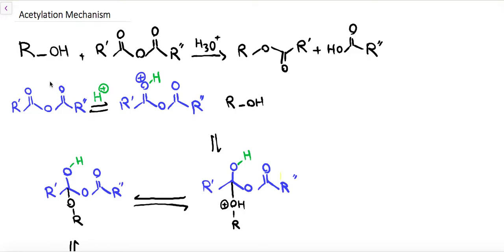In this video, we review the acetylation reaction mechanism between alcohols and acetic anhydrides under acidic conditions to give esters and carboxylic acids.